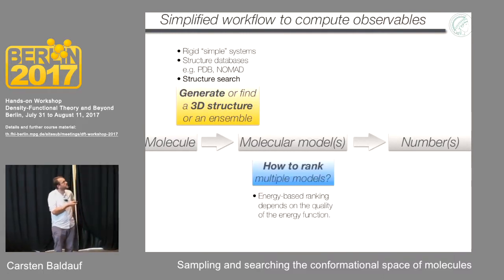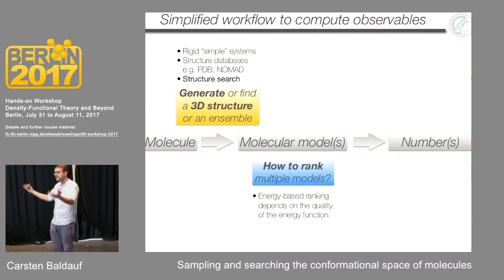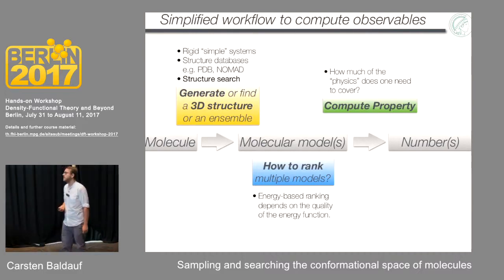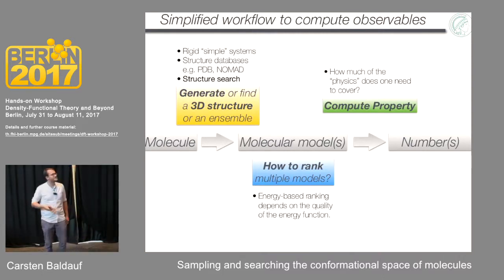And this is the next problem. We have to rank the multiple models with somehow an energy or fitness-based ranking. We have to decide, is this the structure or is this the structure? And this needs an accurate enough energy function. And then, after all, we can compute a property for this material or molecule and go back to our experimental colleague and say, we found this, and typically they don't agree. But sometimes we are lucky.